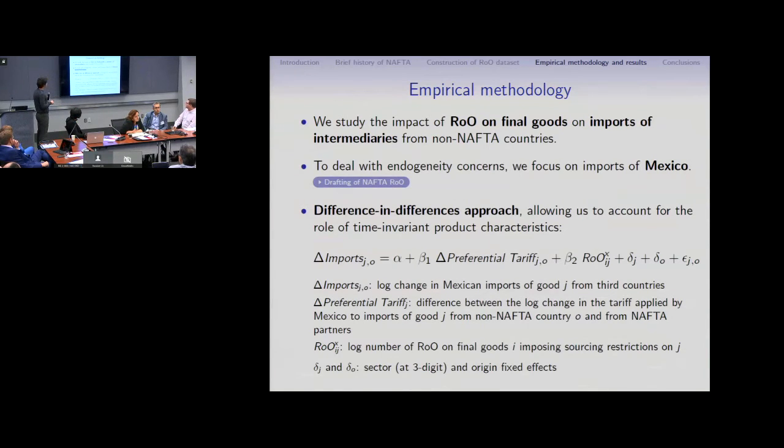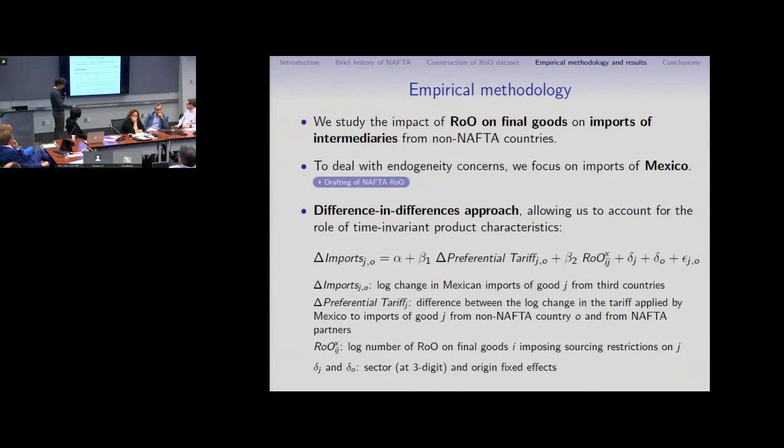Okay, so we're going to be looking at the effect of rules of origin on final goods on the differential evolution of Mexican imports before and after NAFTA. As Paola was saying before, of course, endogeneity is an issue. We're going to be running the standard diff-in-diff methodology, which in principle is going to control for any time-invariant fixed effect at the product level, but still there could be some time-variant unobservable characteristic at the product level that could make our estimates biased.